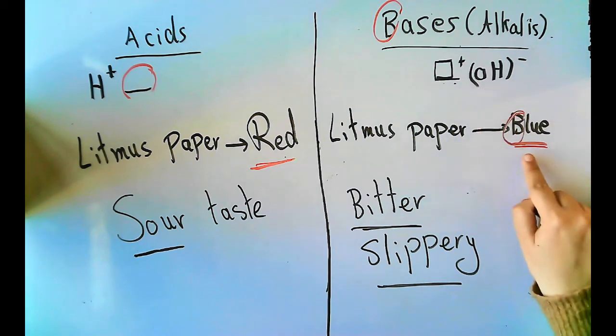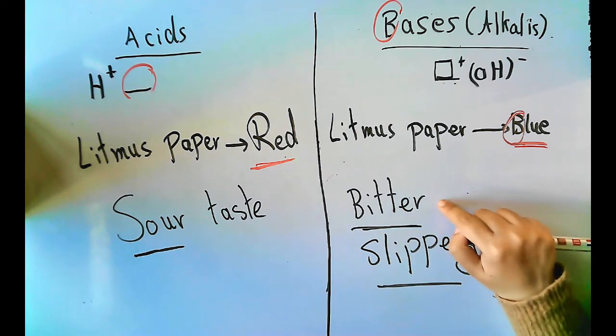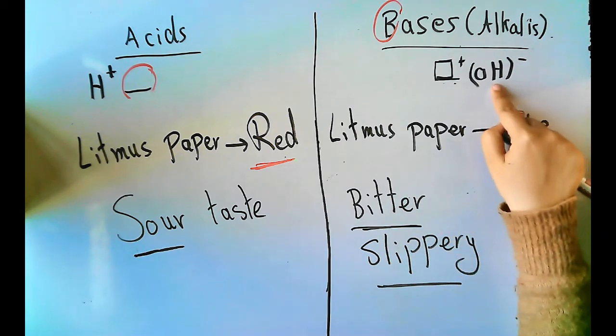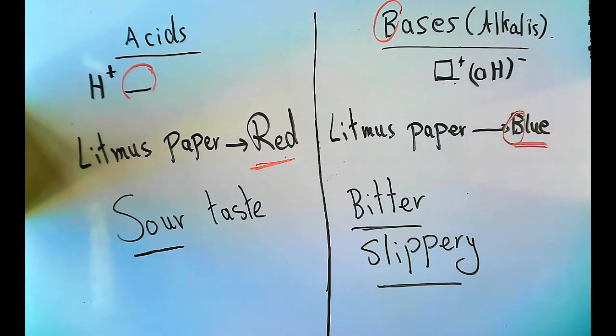What makes them change the color of litmus paper into blue? Why do they have a bitter taste? Due to the presence of negative hydroxide ions. Now we will talk about oxides.